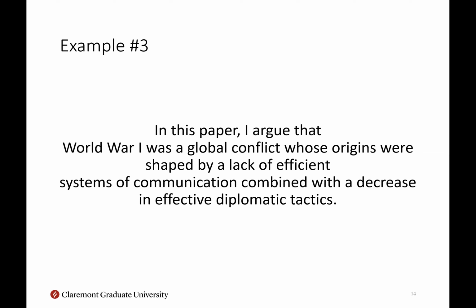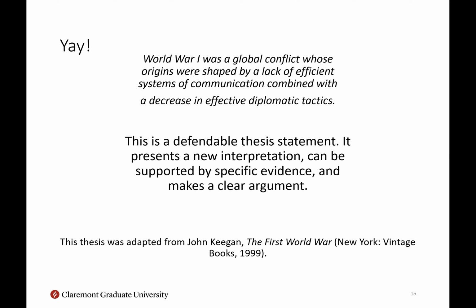So we're continuing to hone down. I would say for this one, yeah, this is a defendable thesis statement. It's a new interpretation. It's not so broad as to be undefendable or inarguable. It can be supported by specific evidence. You can see where you'd go with that. And it makes a clear argument. It's still a bit broad, so this would probably be something you would want to continue to refine. Obviously, this would be more of a big picture question.